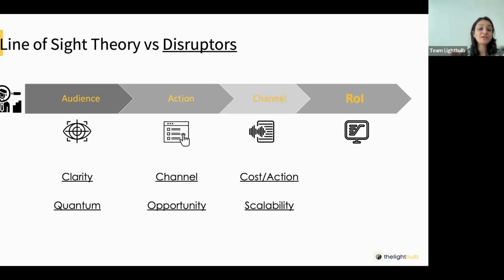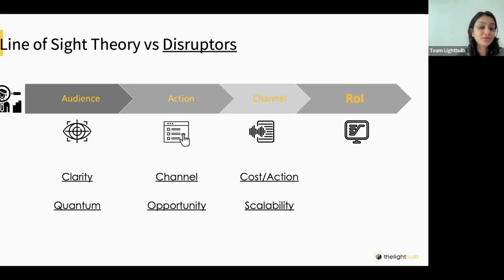And also, very importantly, cost per action is great, but how scalable is that cost per action? For your first 100 actions, you may get it at, say, 100 rupees per action. But when you want 1,000, does it go to 700 rupees? Or is that cost scalable? So it's very important to identify marketing channels where your cost per action remains feasible and predictable over a period of time.